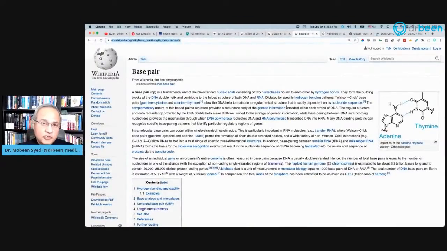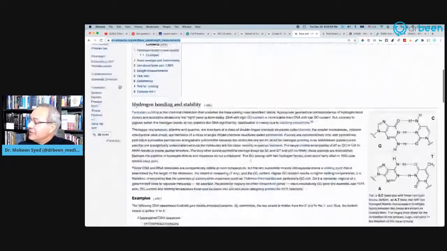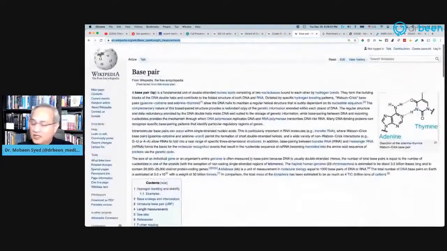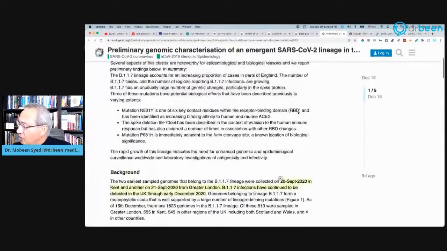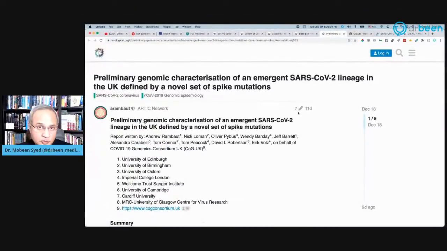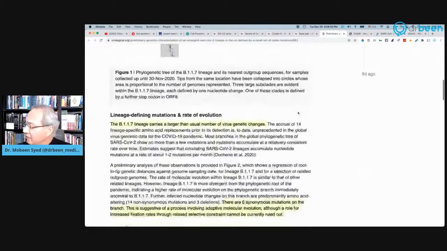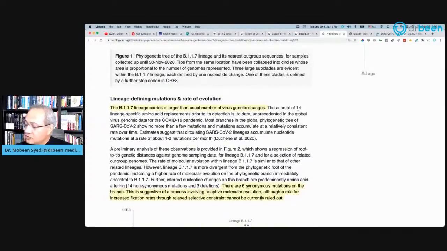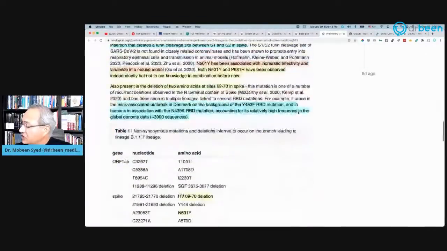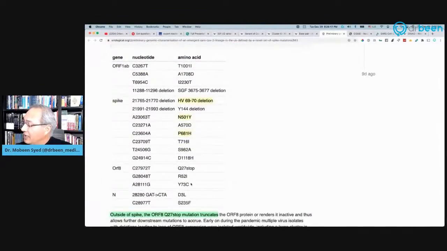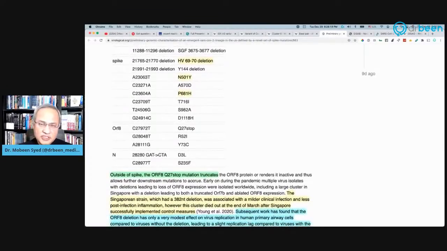Then this is base pair. When we talk about the SARS-CoV-2 genome and we say it is about 30,000 base pairs, what is a base pair and how do we measure them? So just an article for your interest. This was always an interesting article. This is a UK variant, and I love these sites. This is virological.org. Their list of variations, all of them, and what they mean. So it is an interesting read.